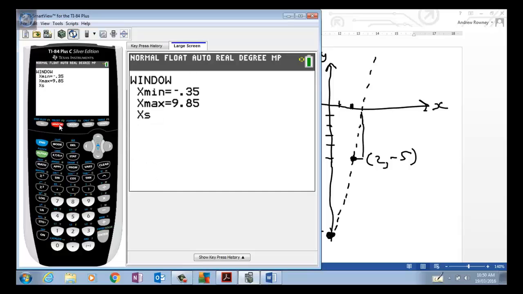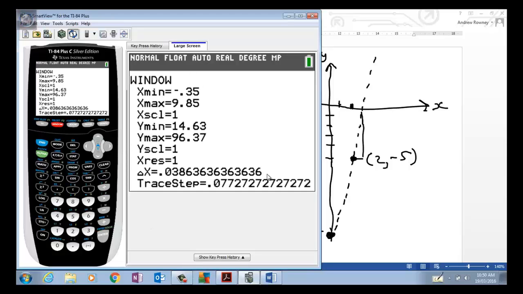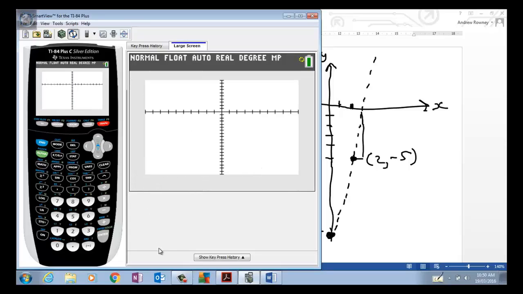So if I press window, we want to go from the x minimum, that's the x scale, we could go from minus 10 up to 10, that's on the x-axis. On the y-axis, if we go from minus 10, we won't pick up that y-intercept, so we want to get at least 15 in, so we'll start at minus 20, and we'll head up to 10 on the y-axis. Now if I press graph, we can see that it's cut through minus 15. It has a slope of 5.